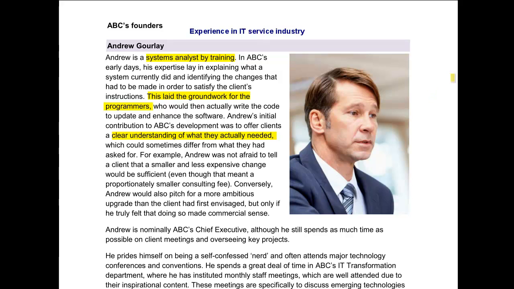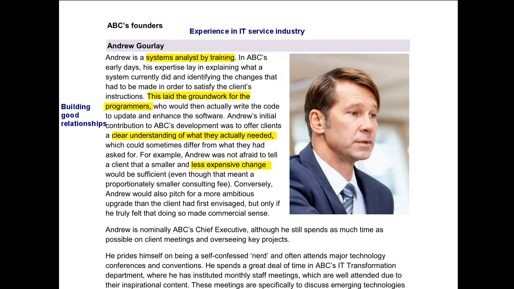So this ties back in with what we mentioned earlier on the first page about building good relationships. We can see that he was perhaps a driver of this. This is one of the things that Andrew Gurley established within the organization, and it shows an example of this here, where he's not afraid to tell a client that they need something less expensive than what they are going for.